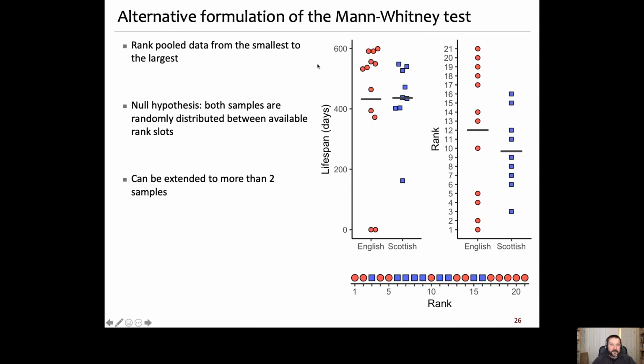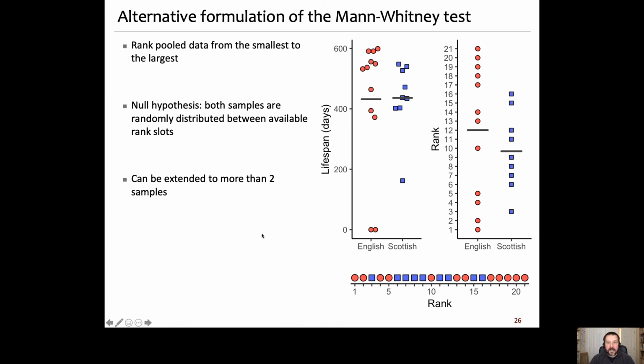Let us start first with an alternative formulation of the Mann-Whitney test. The Mann-Whitney test is for two samples. It's a non-parametric version of a t-test. As you know, the test is based on ranks. The left panel shows actual lifespan data. We then pool all these data together and rank them from the smallest to the largest. So the right panel shows ranked data.